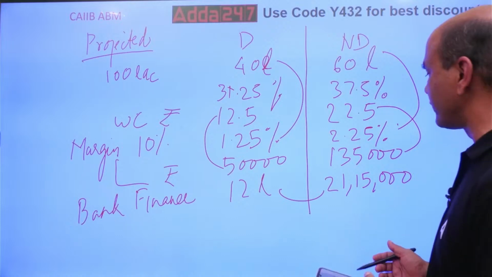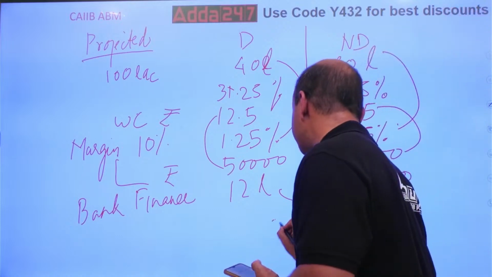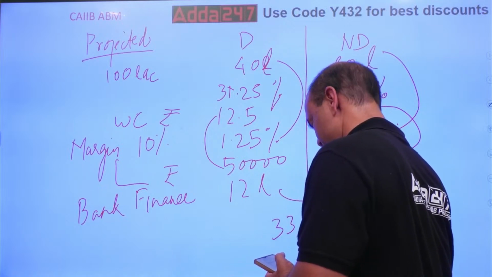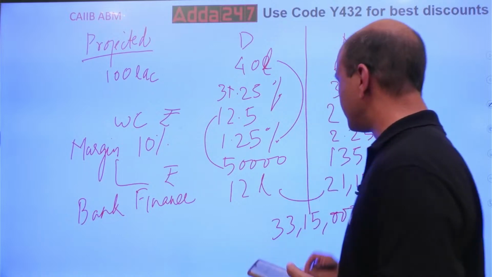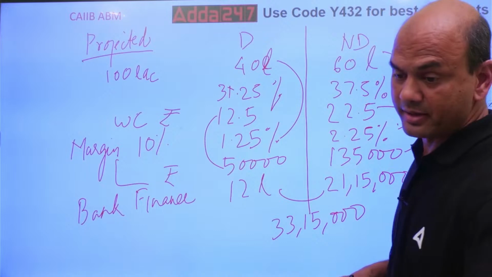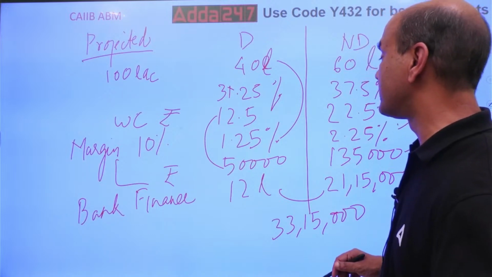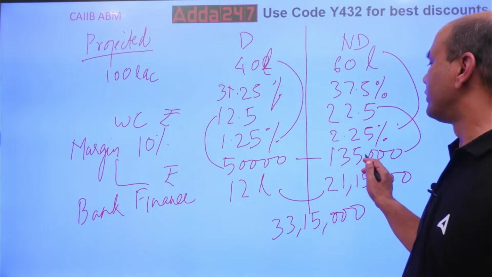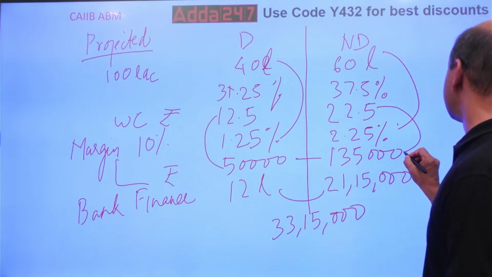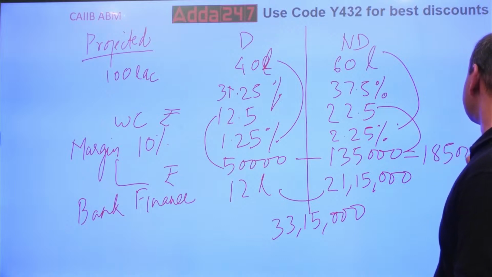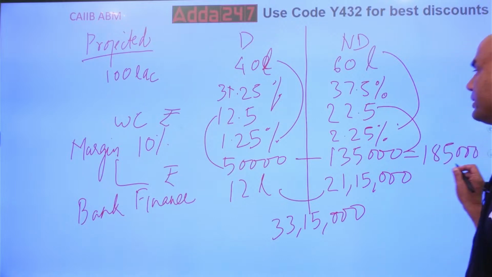So 33 lakh 15,000. My net bank finance over here will be 33 lakh 15,000. This will be my net banking finance, or working capital finance, by the bank. And what will be the margin of that customer? The margin of that customer will be the addition of these two: 135 plus 50. So it will be 1,85,000. This much will be the margin.